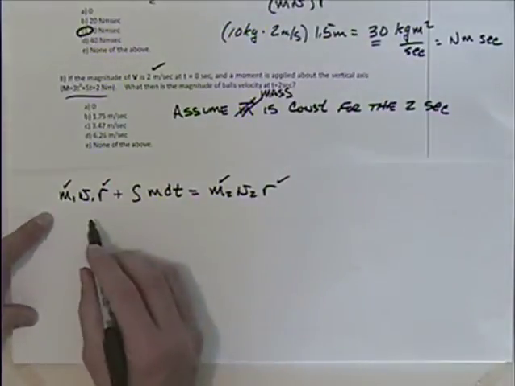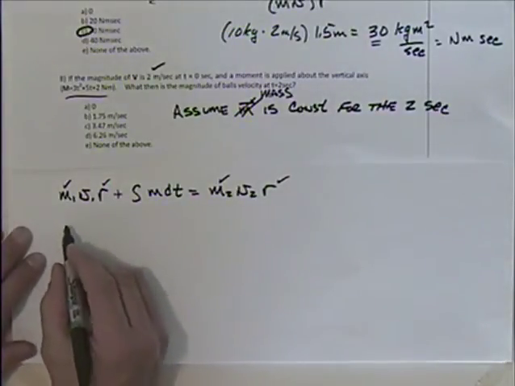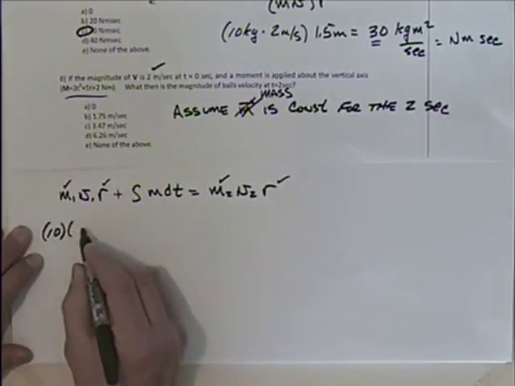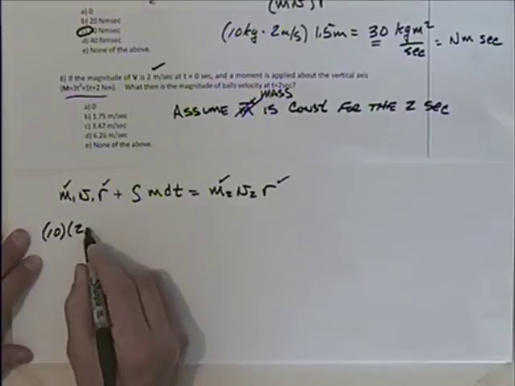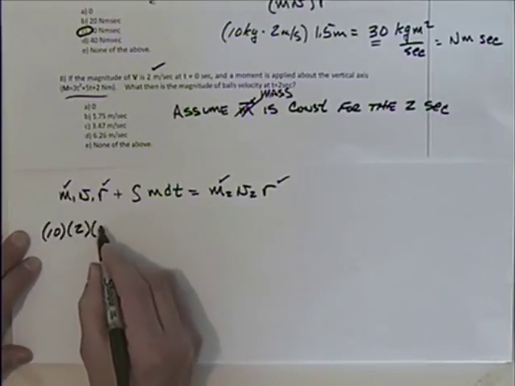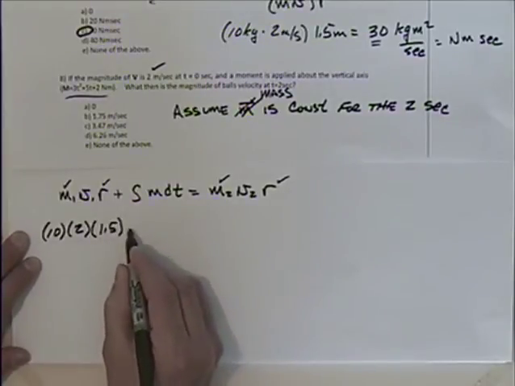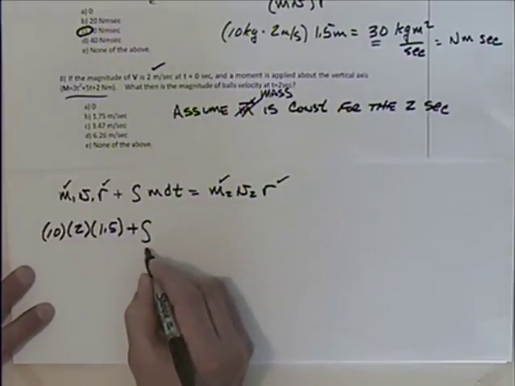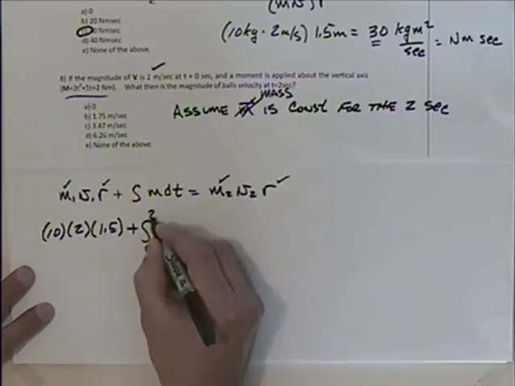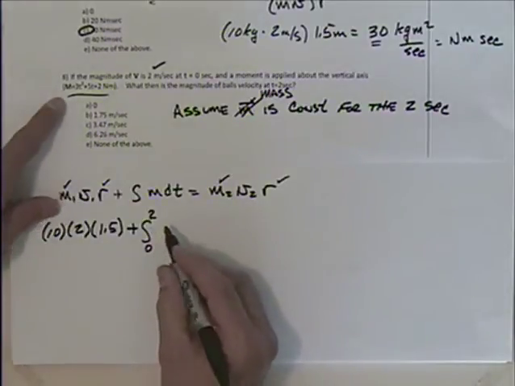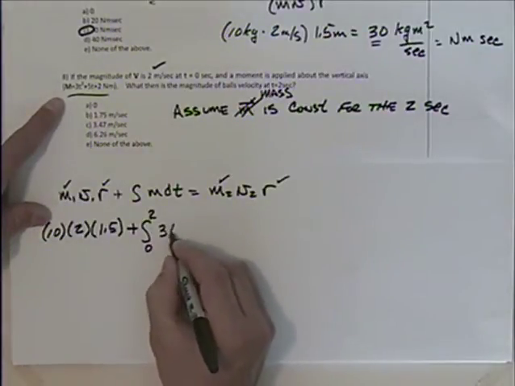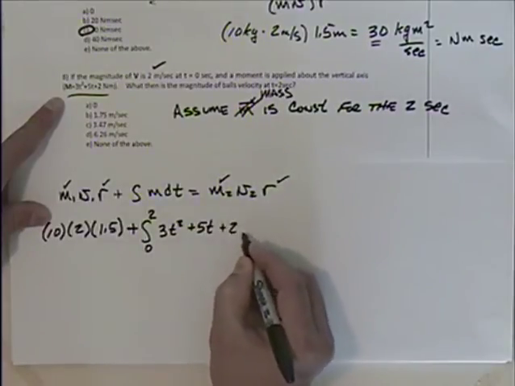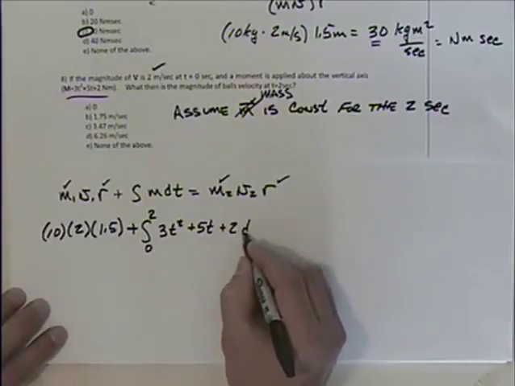So this term here is just like in the previous problem. I can really say that this is just the 10 kilograms times the velocity of 2 meters per second times the radius of 1.5. And then I'm going to add to this the integral, and I'm integrating from 0 to 2 seconds, right? And then I have this function for M, 3t squared plus 5t plus 2 dt.